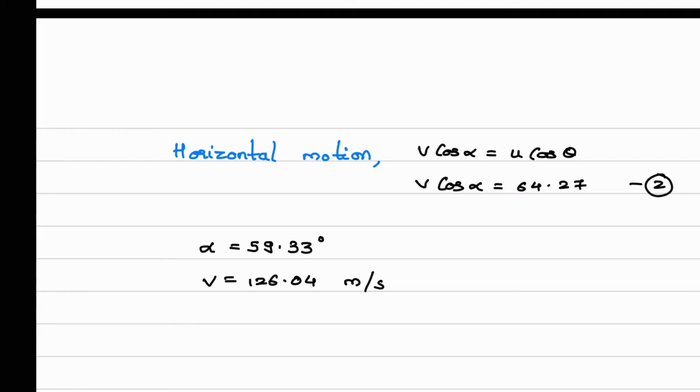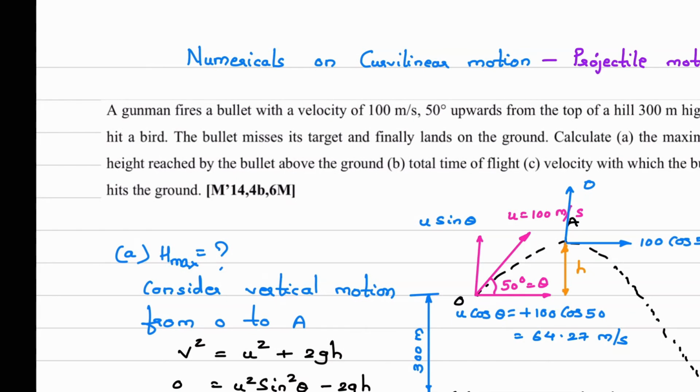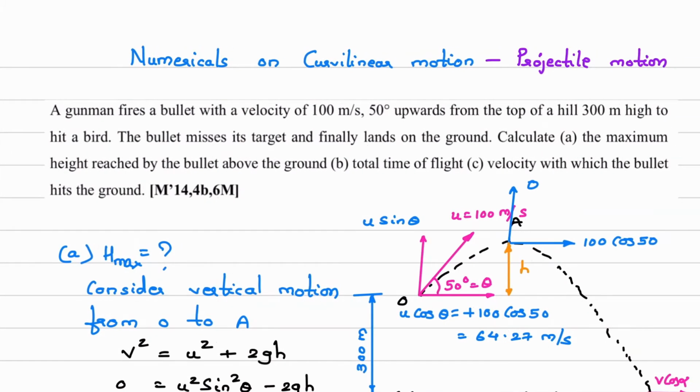From here we have to show the angle also. What is that angle with respect to x-axis? This is the angle of velocity. This will be v, and the angle is 59.33 degree. So we have calculated velocity as well. Now in this question we have calculated sub question number A, which is maximum height reached by the bullet, which was 300 plus this h. Then second, total time we have calculated, and third we have calculated velocity with which the bullet hits the ground.